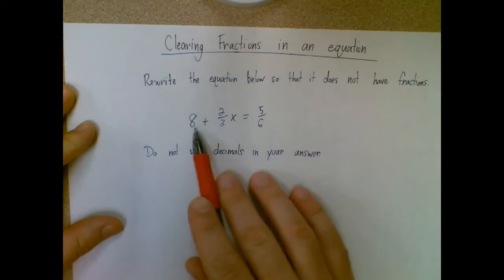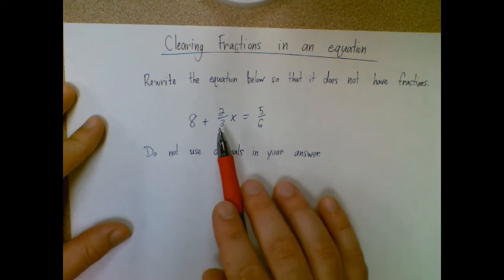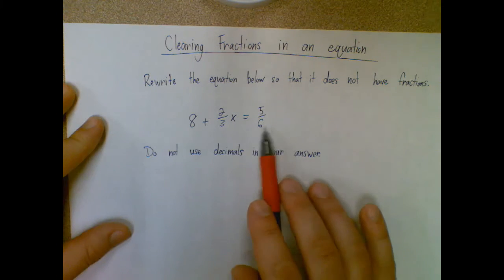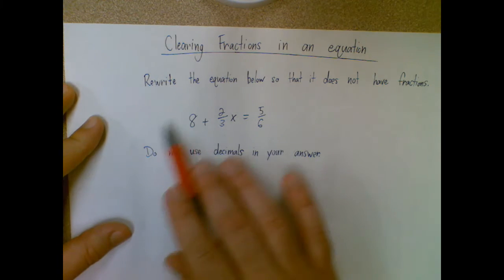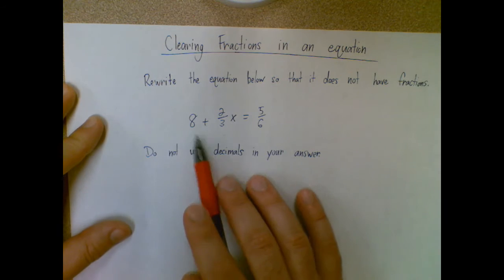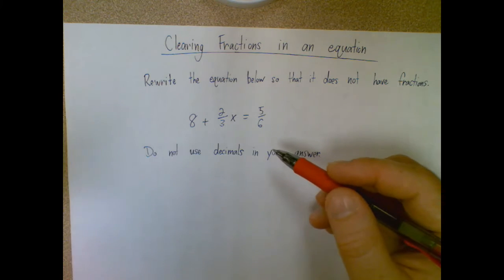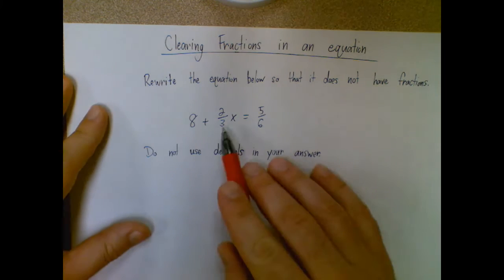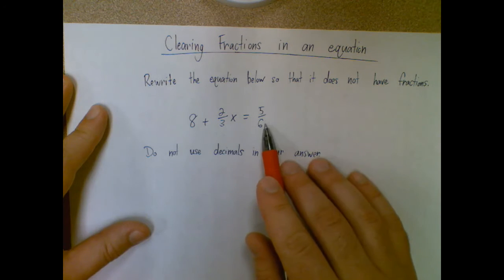What I want to do is look at all the fractions. In this case, I have a 3 and a 6 as my denominators, and this one is not a fraction, so I don't have to worry about it. I'm going to try and find my lowest common denominator. Looking at 3 and 6, the lowest common denominator of those two would be 6.